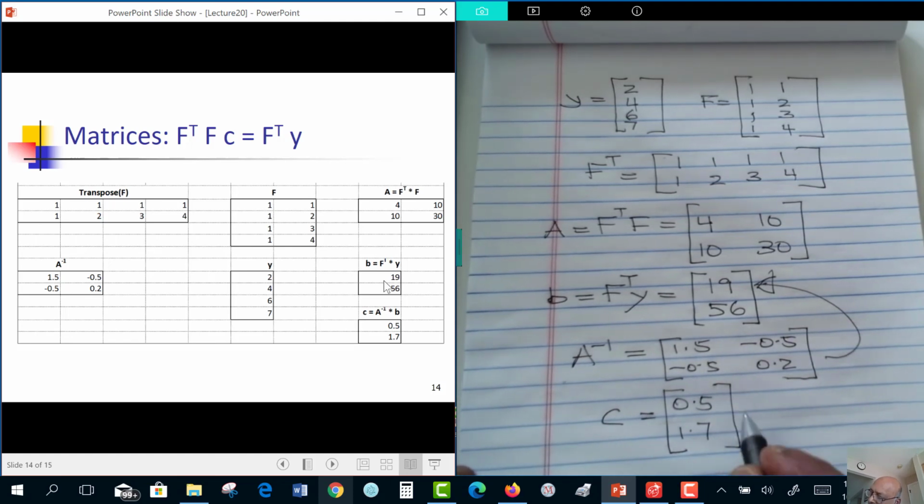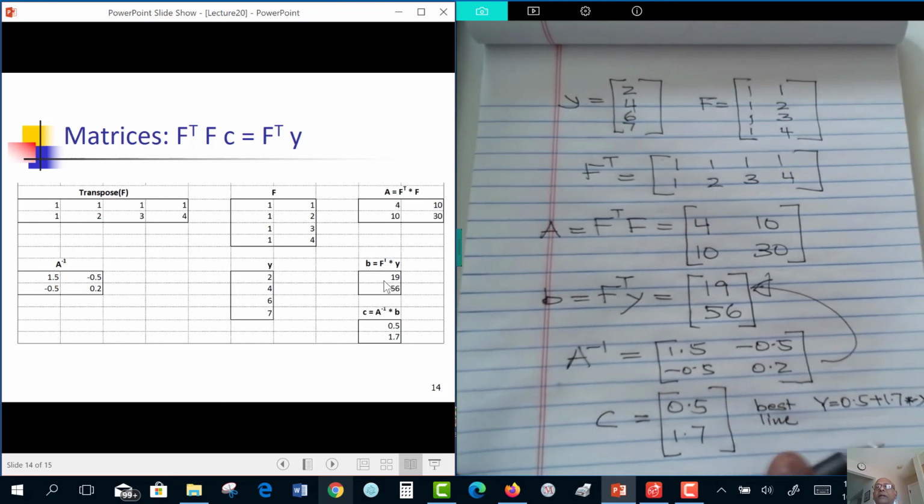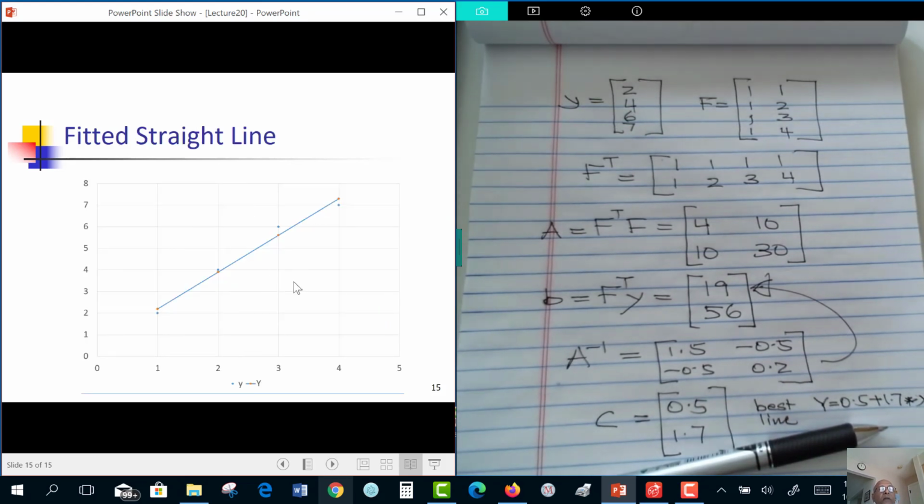So our best fitting line is y is equal to 0.5 plus 1.7x. Right? We can plot it. So let's see. So here the blue dots are our data points and our red dots are the uppercase Y, the data points on the curve. I fitted the straight line and you can see it's a well-fitting straight line.